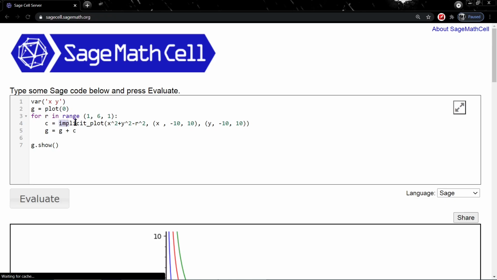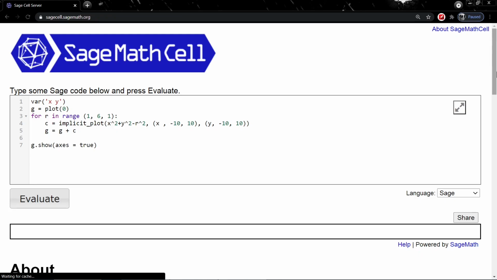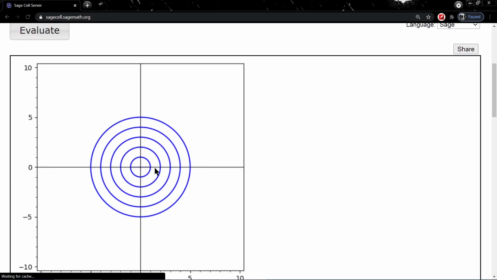Now since this is an implicit plot command, the x and y axis will not be plotted in the graph by default. So we have to write axes equal to true to plot the x and y axis along with the family of circles. Now we can see we have plotted the family of circles for r equal to 1, 2, 3, 4 and 5.